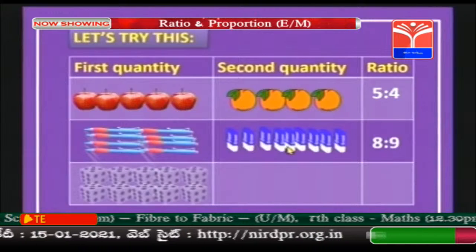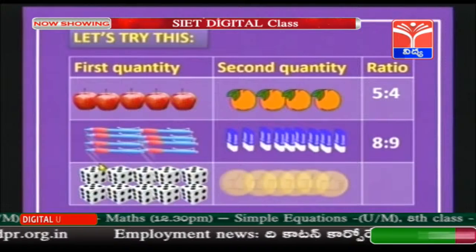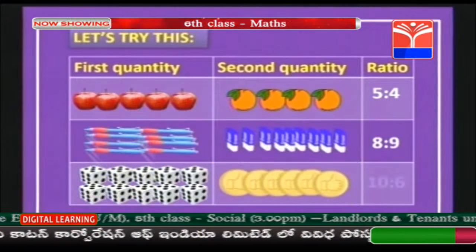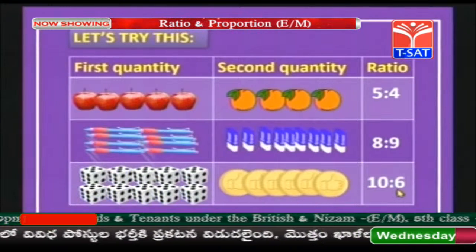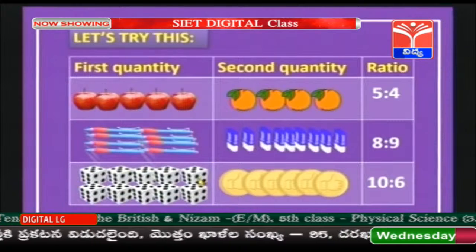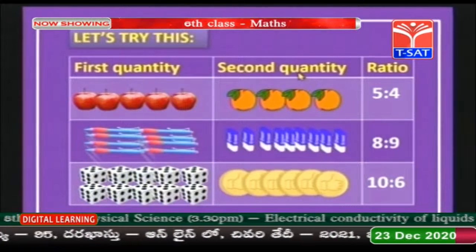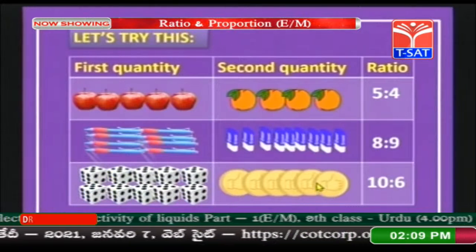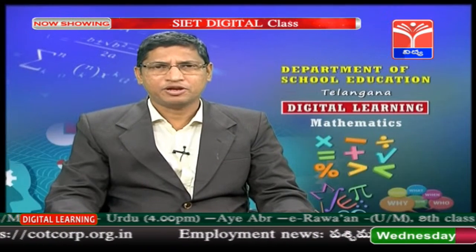Now let us move on to the next one. We have some dice over here and some coins over here as second quantity. Now what is the ratio of these dice and coins? Yes, it is 10:6, because there are 10 dice in the first quantity, whereas 6 coins as the second quantity. Okay, children. Now you understood how to write the ratio of two quantities, children? That's good. Now let us take one example here, children.